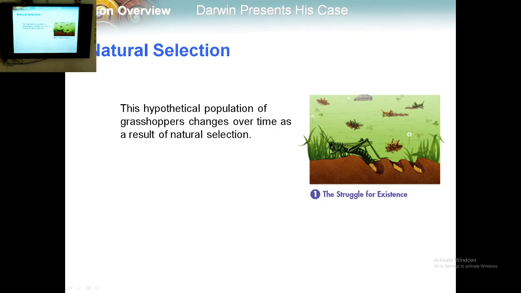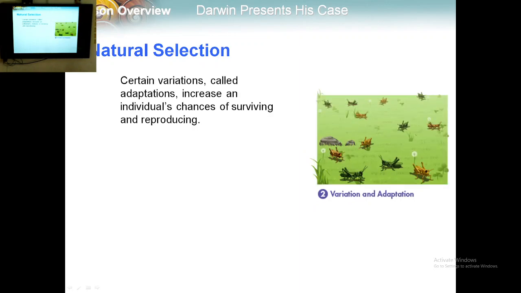Look at this hypothetical population. The first picture here shows the struggle for existence, because as you can see here, all of these grasshoppers change over time as a result of natural selection. So look at the colors, most of them green, two of them yellow, and at the same time the grasshoppers lay a huge amount of eggs to produce many grasshoppers. The fittest will survive. What do you mean by fittest will survive? That the best fit to the environment will survive. How can we apply this concept on this picture?